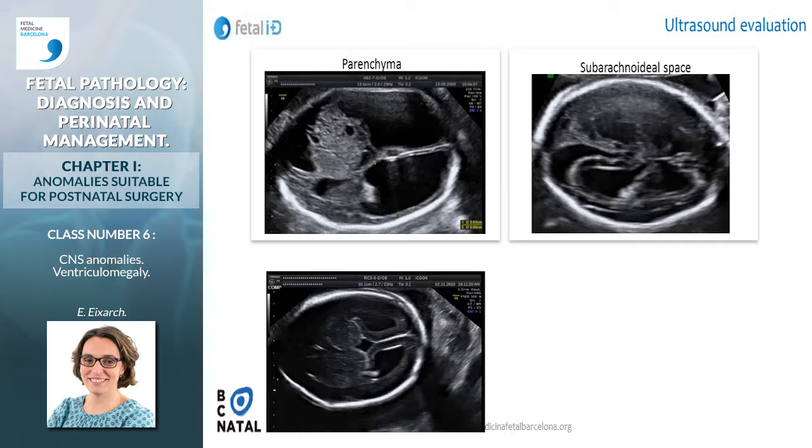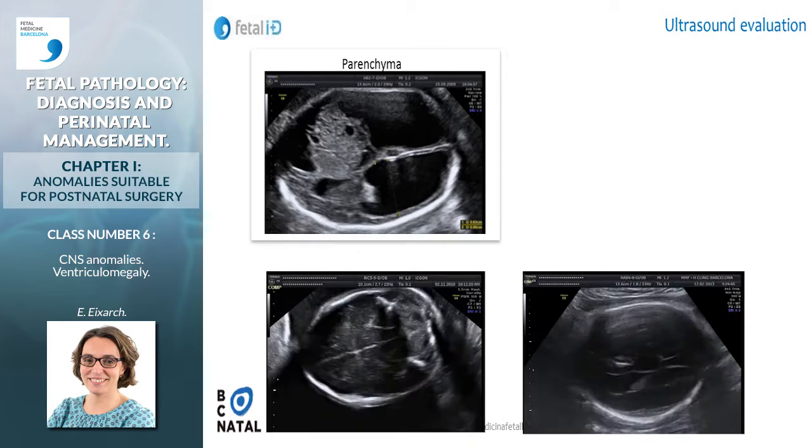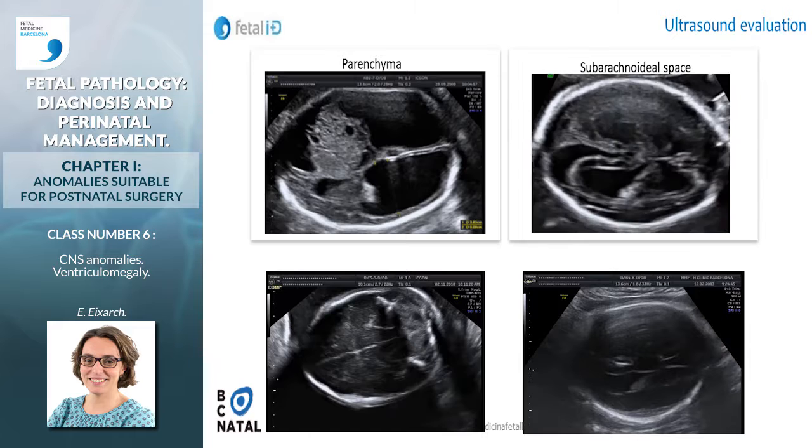And finally, we have to assess the biometries. It will be a case of a fetus with measurements below what is normal for its gestational age. Also, it has a cortical hypodevelopment from what is expected for the gestational age. When we see these findings, we have to think of lissencephaly as a probable cause.